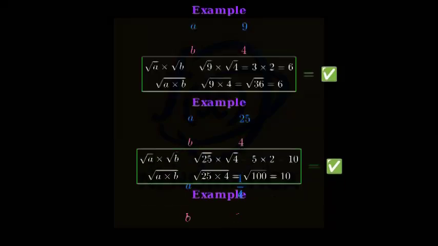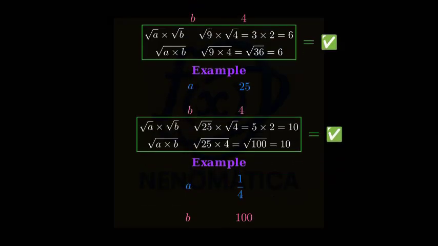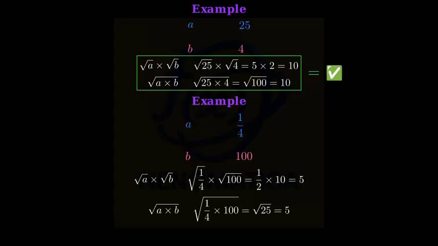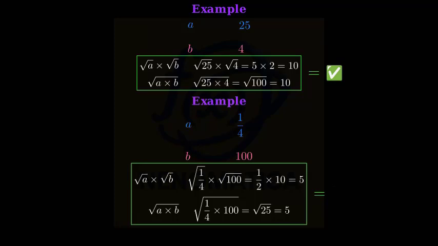This time, a equals 1/4, and b equals 100. Using the first method, we calculate the square root of 1/4 times the square root of 100. The square root of 1/4 is 1/2, and the square root of 100 is 10, so we get 1/2 times 10, which equals 5. Using the second method, we first multiply 1/4 times 100, which gives us 25. Then we take the square root of 25, which is 5. Once again, both methods give us the same answer, 5. Now, let's look at a few more examples with different values.